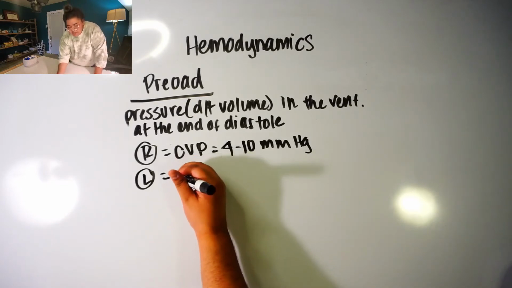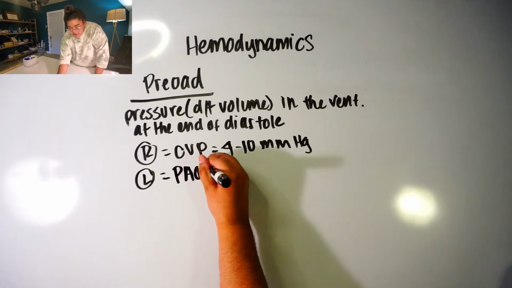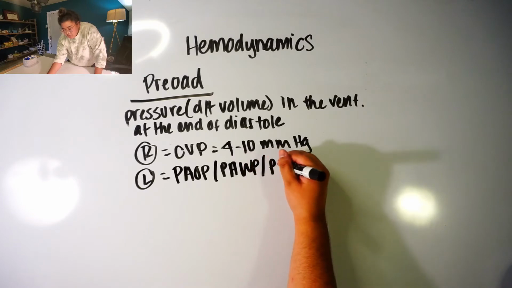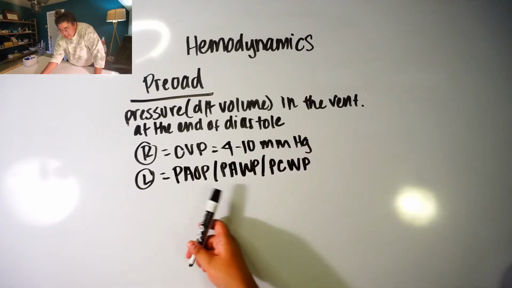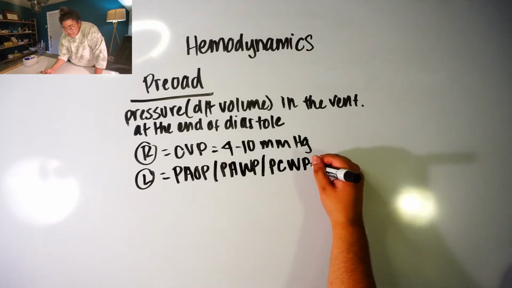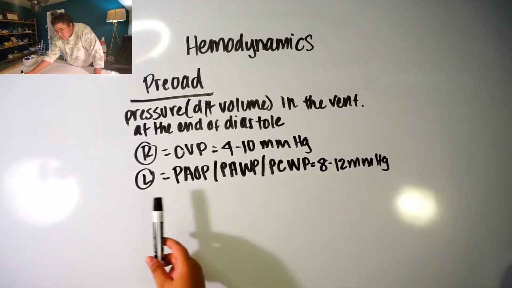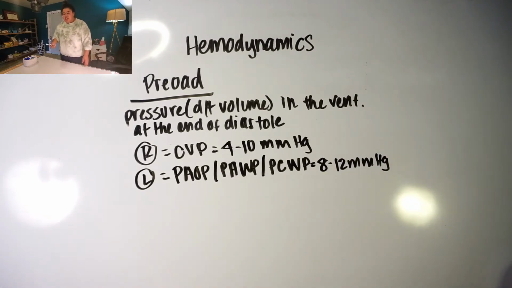So on the left side, we measure with pulmonary artery occlusion pressure, also known as pulmonary artery wedge pressure or pulmonary capillary wedge pressure. These are all basically the same thing, and this normal is around 8 to 12 millimeters of mercury. So we will get our wedge pressure with a Swan-Ganz catheter. So that is a pulmonary artery catheter. So this is a catheter that's placed in through the IJ or subclavian, and what it basically does is it's going to go through the right side of the heart, so through the right atrium, right ventricle, and it's going to float up into the pulmonary artery.